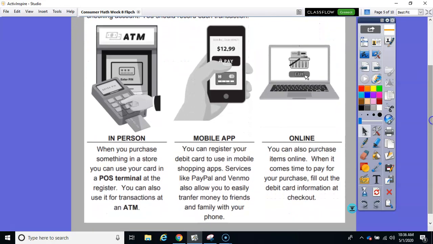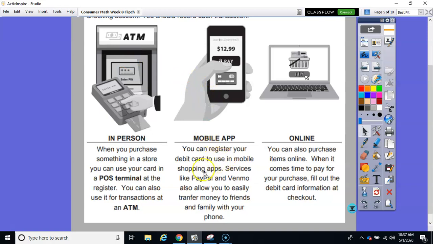So the ATM, in person, when you purchase something in a store, you can use your card at a POS terminal at the register, or you can use the ATM. This right here is a picture of a POS terminal. That's when you're checking out at the checkout counter at Walmart or wherever you're shopping. That's the POS terminal that I've been talking about. This right here is the ATM that you can find in locations like your bank or other shopping locations. You can just withdraw money from the ATM.